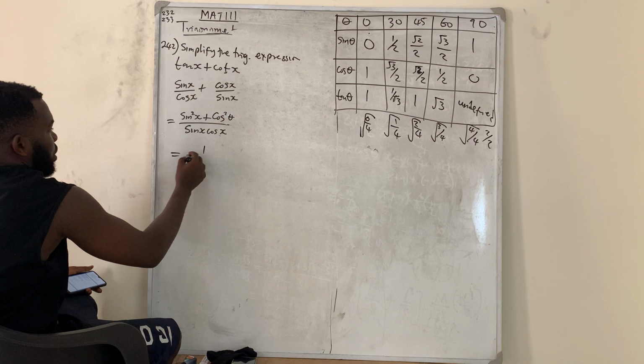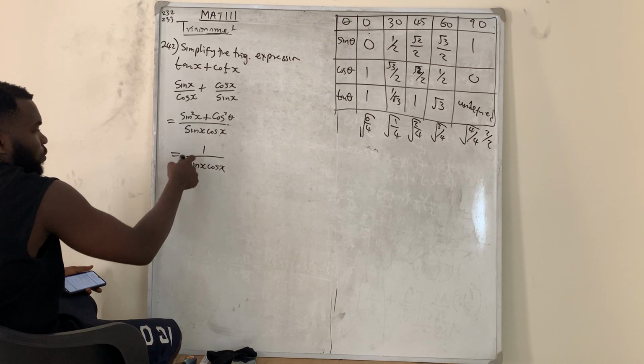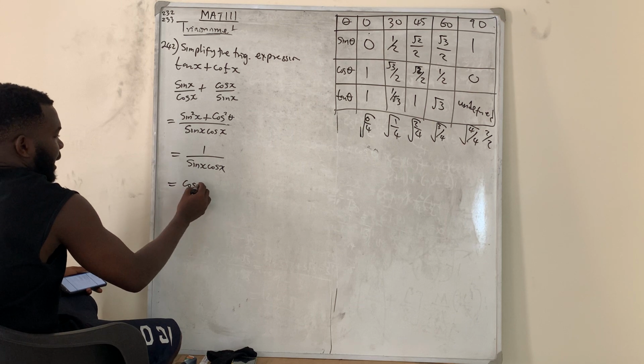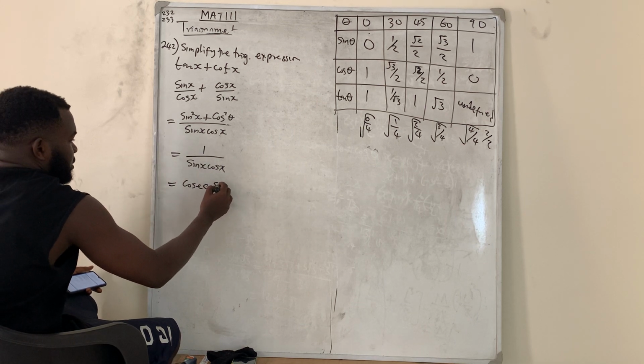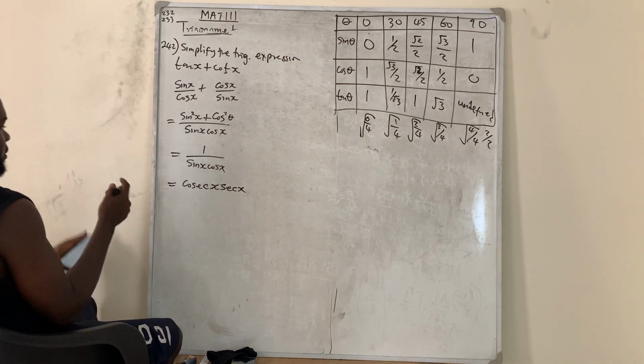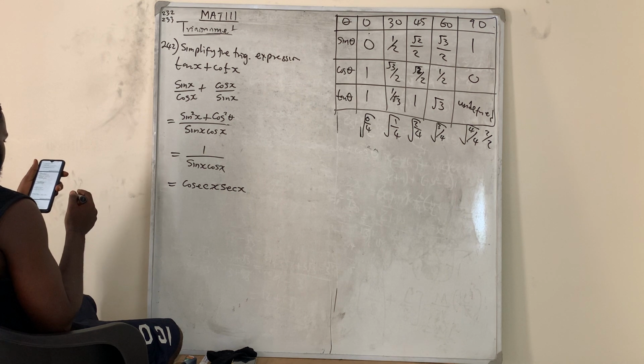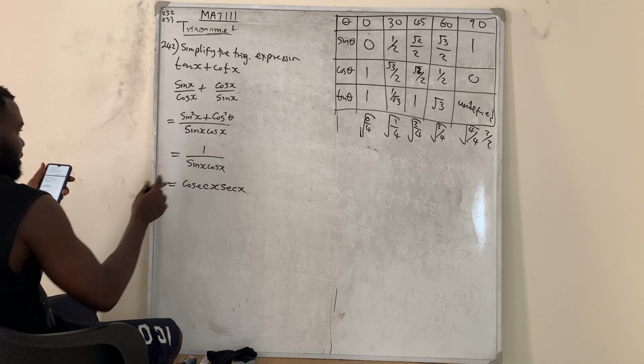So my answer is what? 1 over sine x cos x. And 1 over sine means cosec, 1 over cos means sec. So cosec x sec x. Okay, so that is that. Cosec x sec x. Okay, but this one is not there.